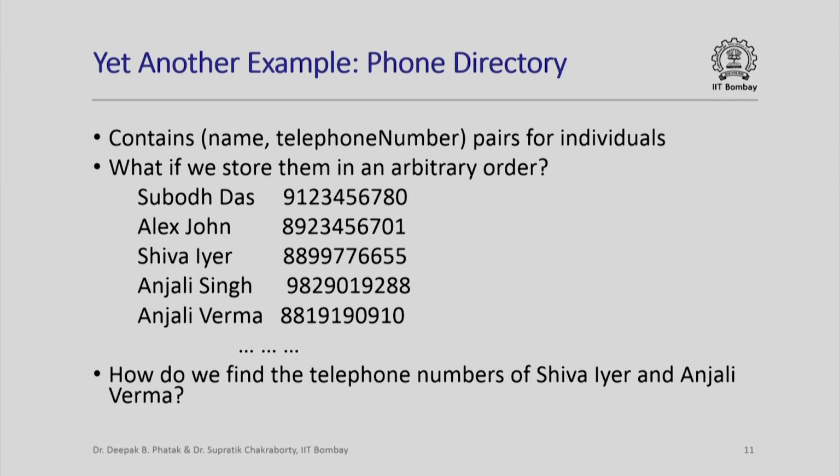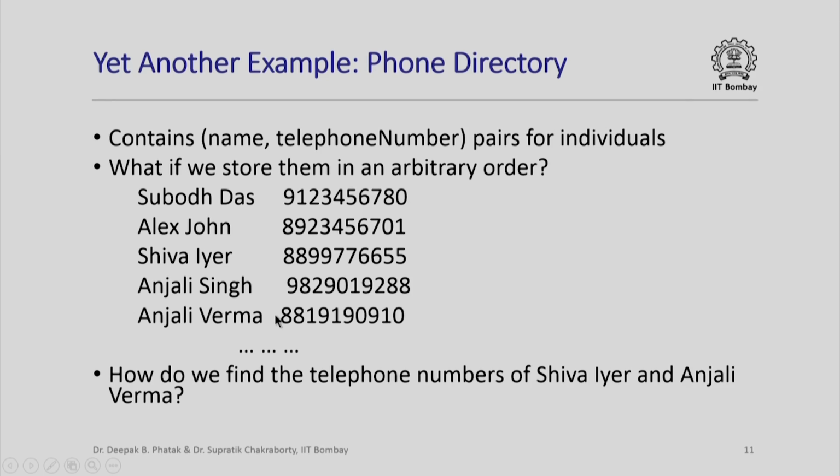Here is yet another example. Consider a telephone directory. A telephone directory usually consists of a name and telephone number pair for different individuals. Now suppose I listed out this telephone directory in a completely arbitrary order. So here are some names, here are their numbers, and I have listed them out in some completely arbitrary order, and then let us say I ask you to find the telephone numbers of Shiva Iyer or Anjali Verma from this telephone directory. How would you go ahead and do that?